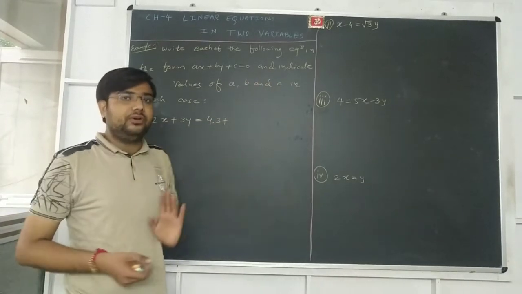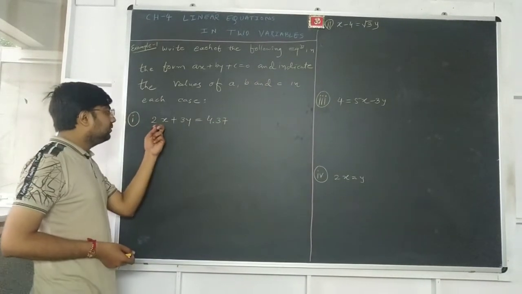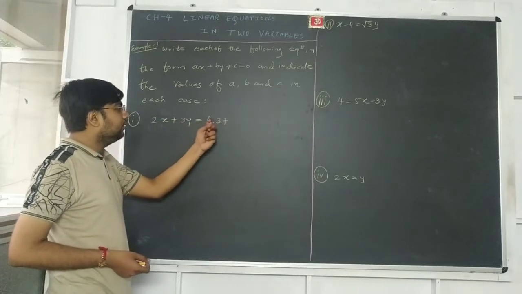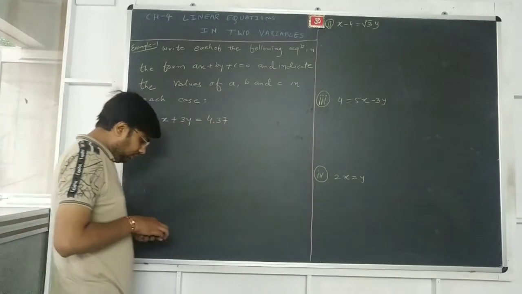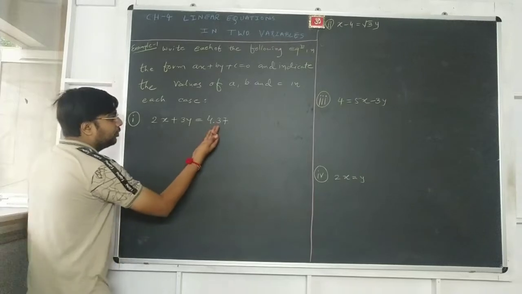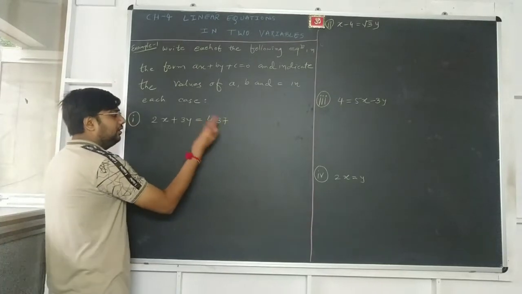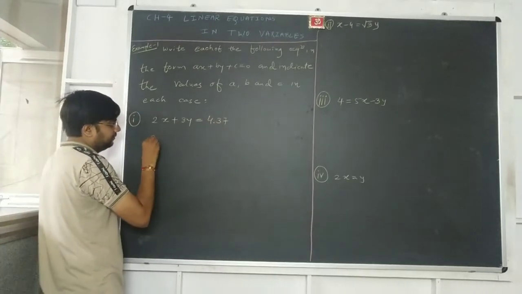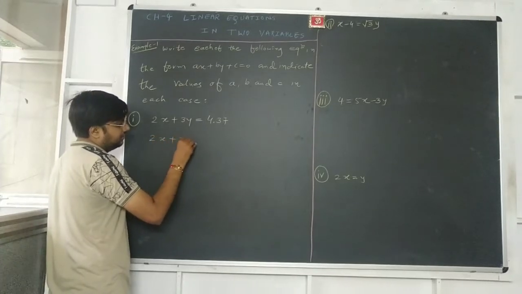First we start here with 2x plus 3y is equal to 4.37. So suppose 4.37 is moved to this side, then 2x plus 3y.